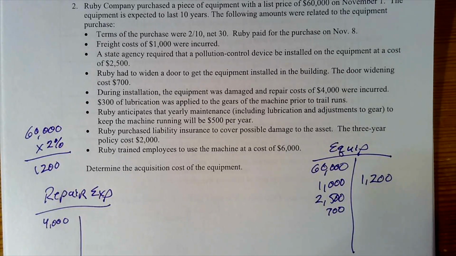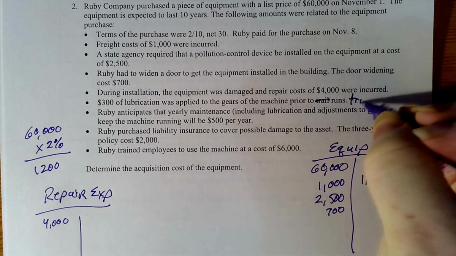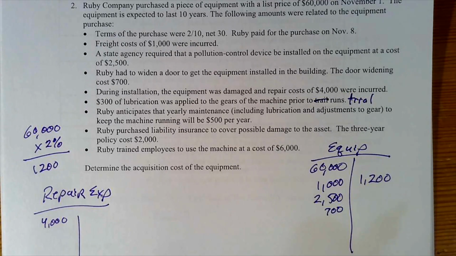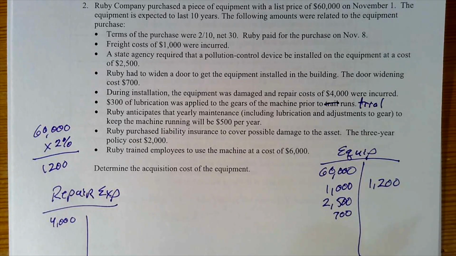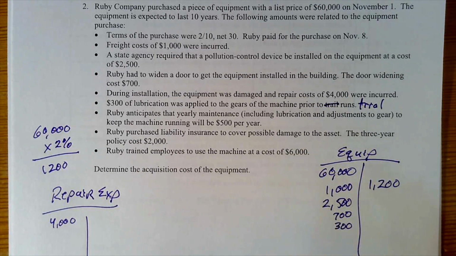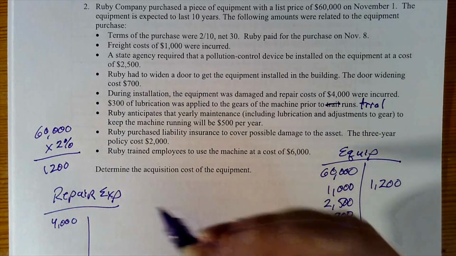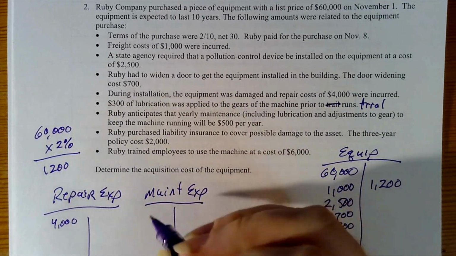$300 of lubrication was applied to the gears of the machine prior to the trial run. So remember I said any cost that we do to get the machine ready for its initial first run, for its trial run, is going to be part of the cost of the equipment. Anything after that is going to be maintenance. So here the $300 would be part of it. Ruby anticipates the yearly maintenance to keep the machine running will be $500. Well, that feels like it falls squarely in stuff that happens after we started running the machine, right? Annual maintenance is going to be $500.